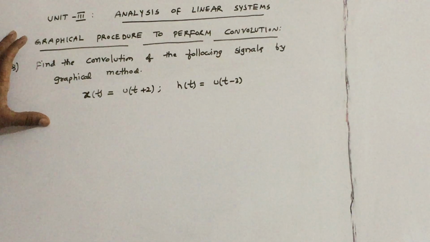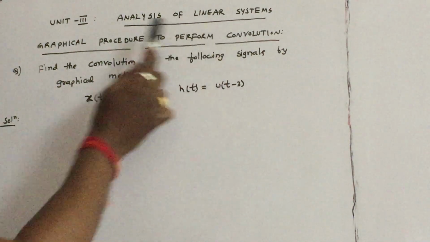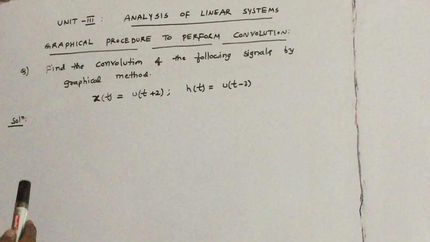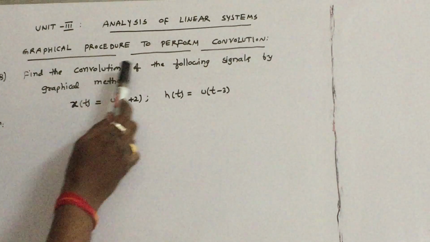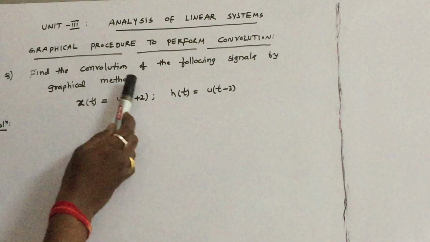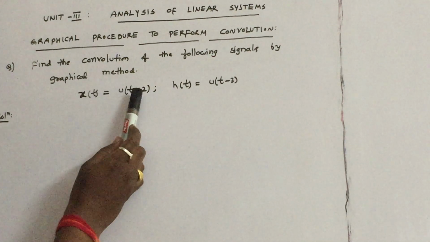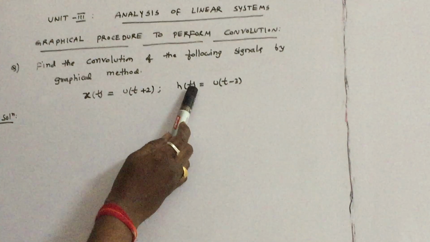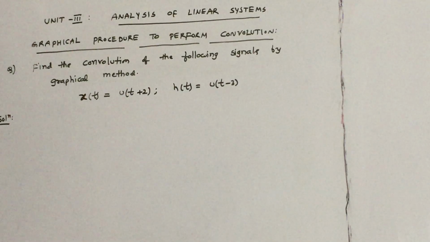Let us see the next example of finding convolution using the graphical procedure. Let us see this question. Find the convolution of the following signals by the graphical method. X of t is equal to u of t plus 2. H of t is equal to u of t minus 3.